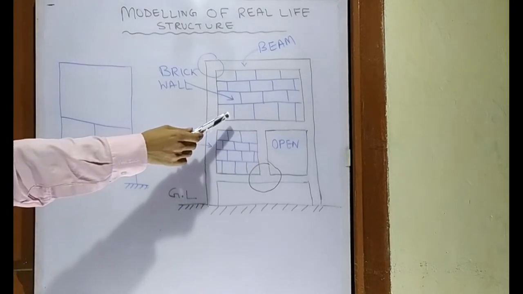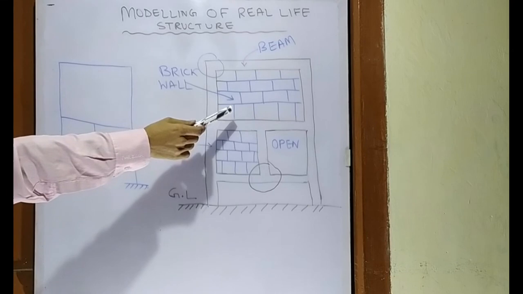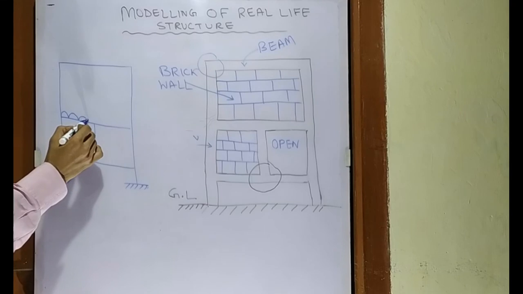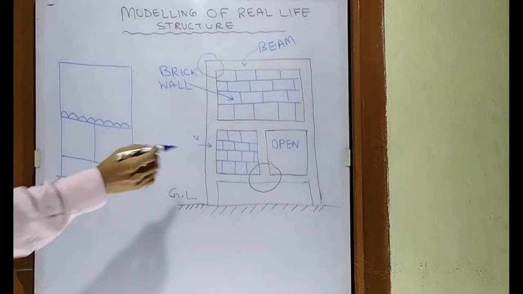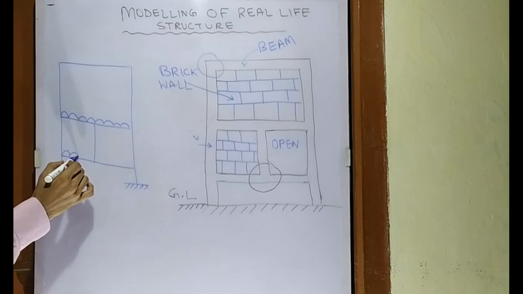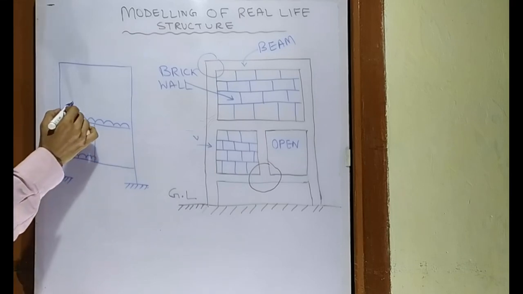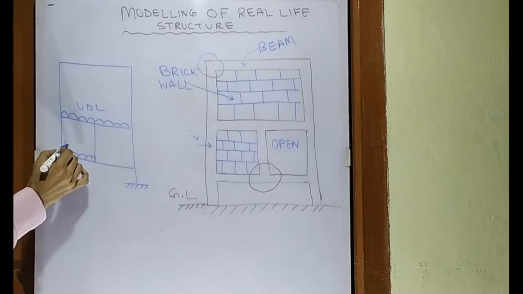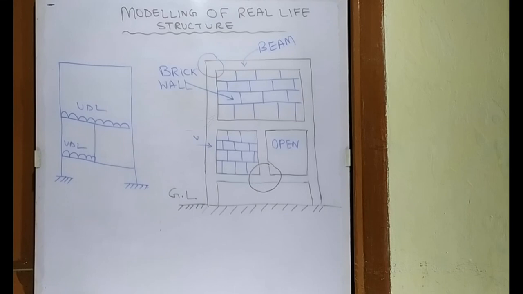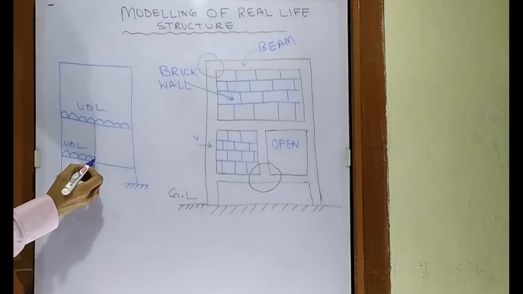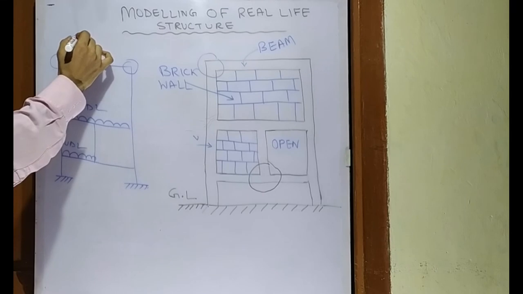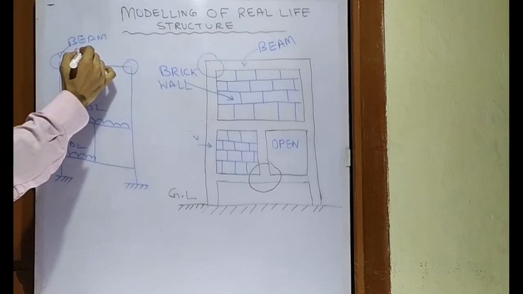In the starting of this video we discussed that we will consider brick wall as a UDL. So we draw the UDL here, and there is also a brick wall, so we draw the UDL here too. This is the UDL of brick wall, uniformly distributed load. What does UDL mean? Uniformly distributed load. And these are our beam column joints.